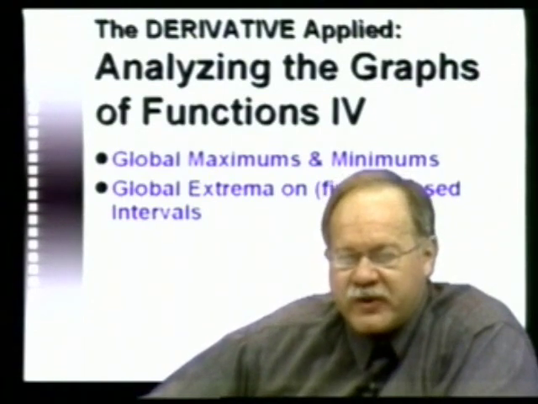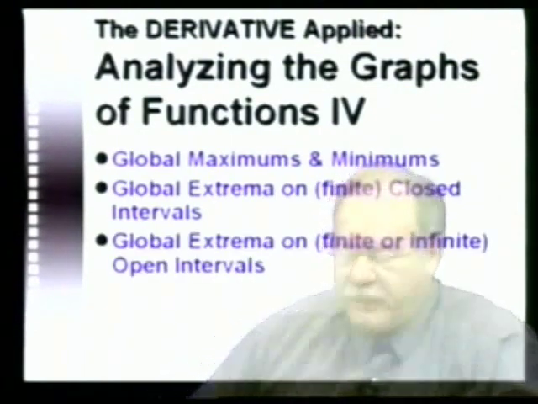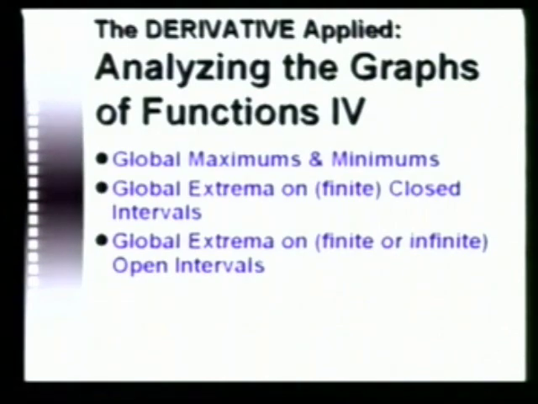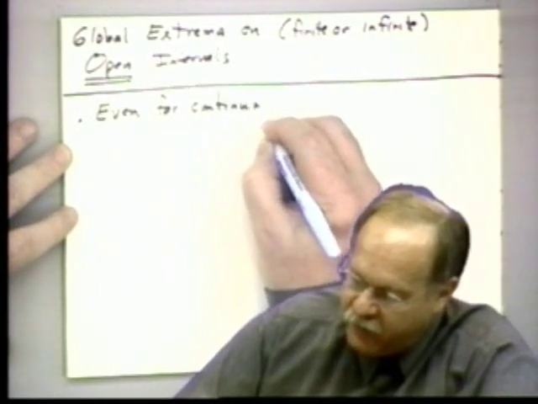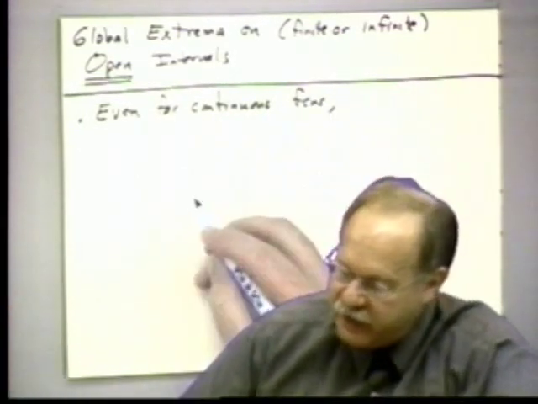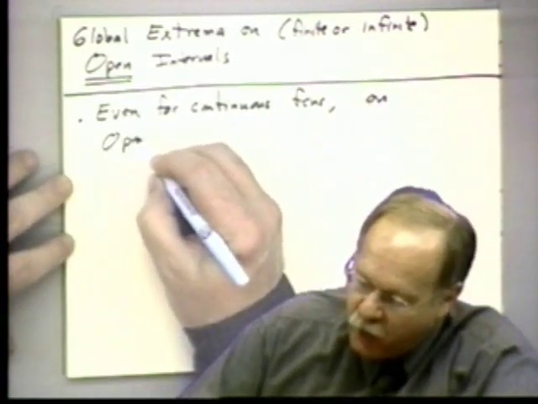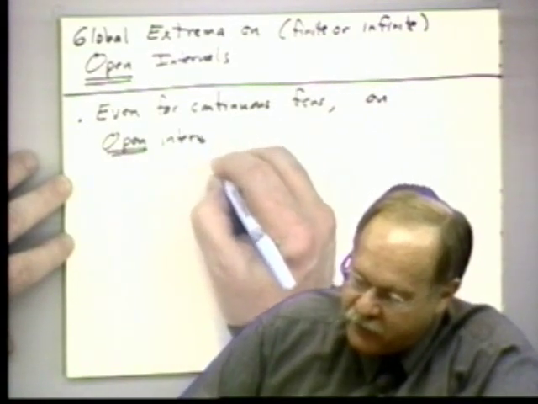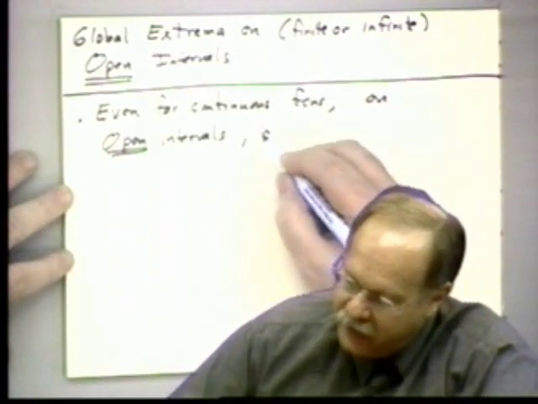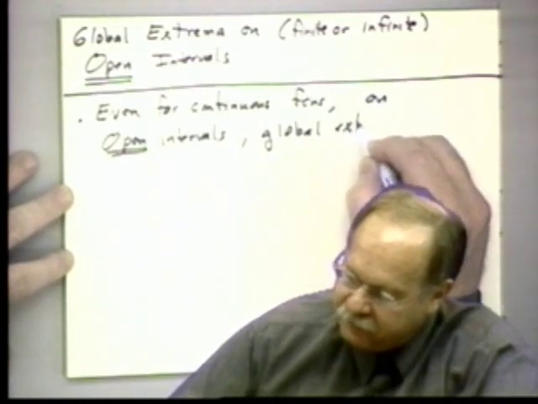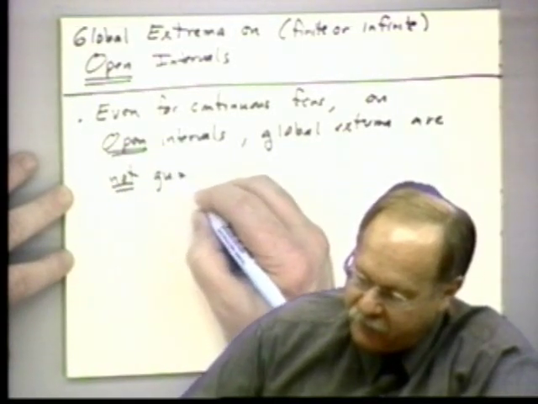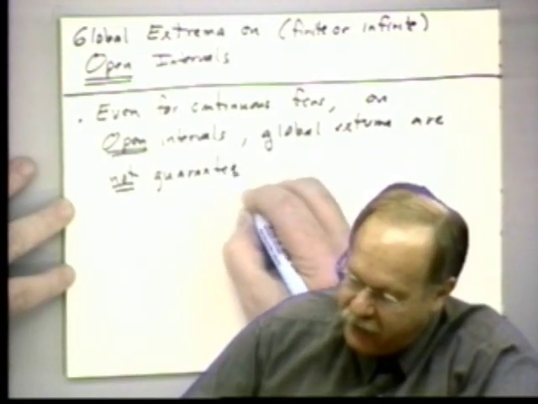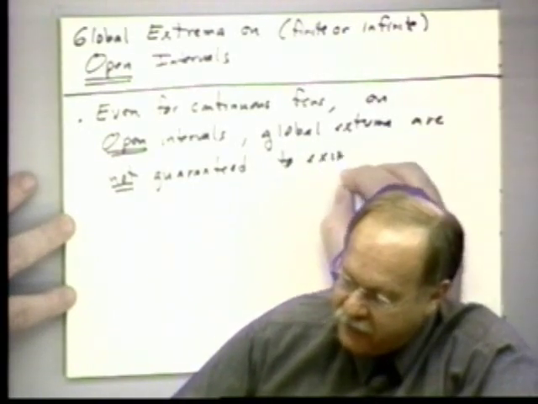What if we want to find global extrema on open intervals? Well, the problem there is that we have to be a little more careful about what we're talking about. Let me write this down. Even for continuous functions, which are our favorite functions, if you go onto open intervals, so the endpoints are not included, global extrema are not guaranteed to exist. They are there sometimes and not there other times.